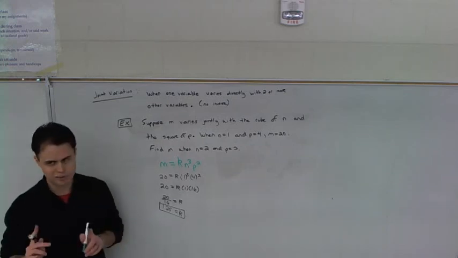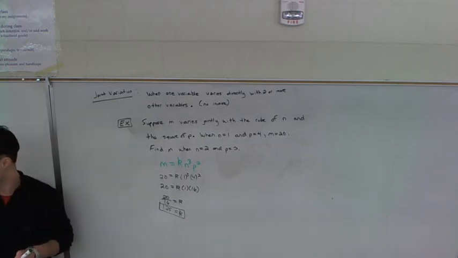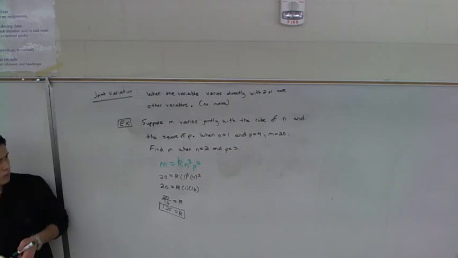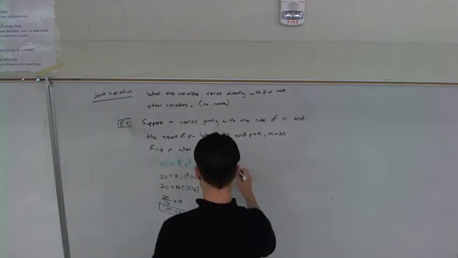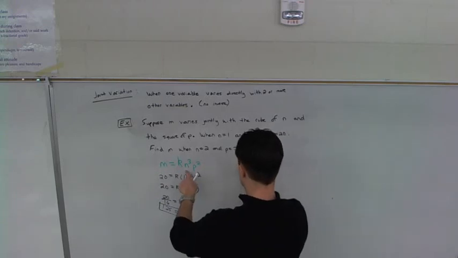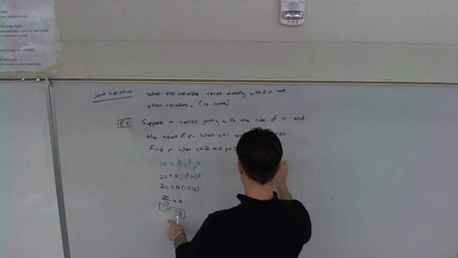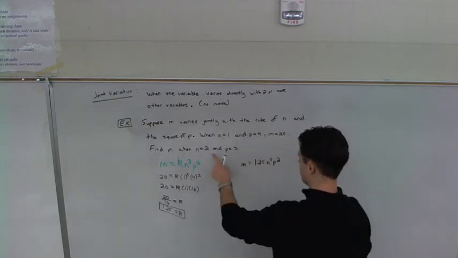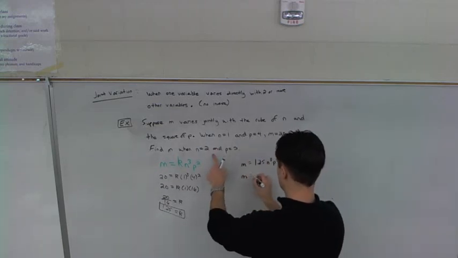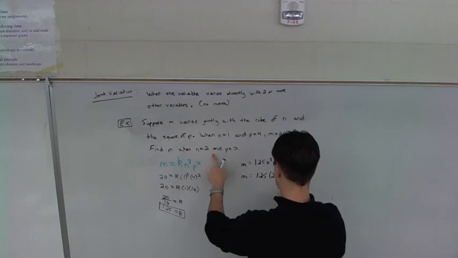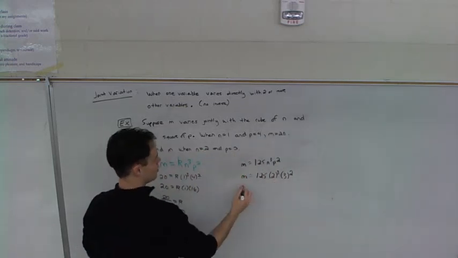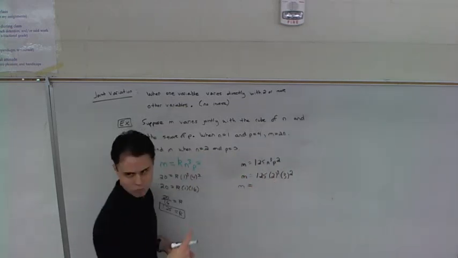And then my final thing, what they asked me to do ultimately. What's the ultimate goal? Find M. Right, I did step 1, I did step 2, I need to find M though. So now I use this, I say M equals 1.25 n cubed p squared, and plug in these things. So I plug those in, and now I just put it in my calculator.